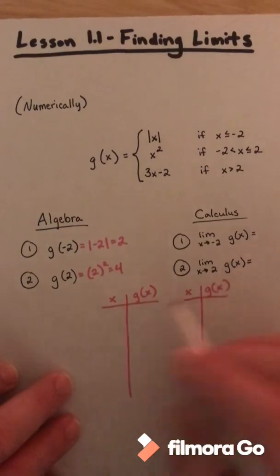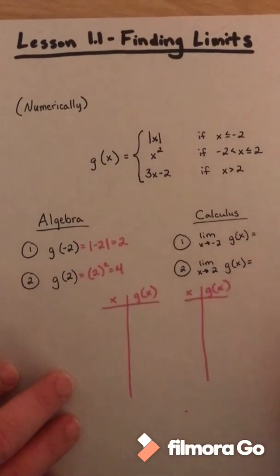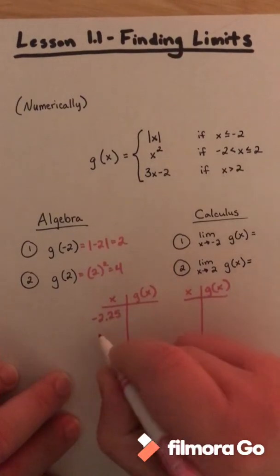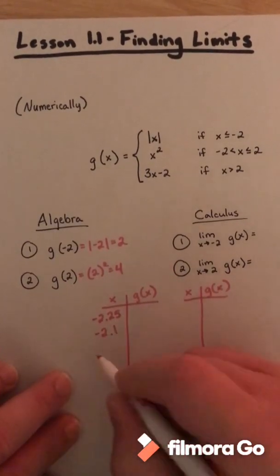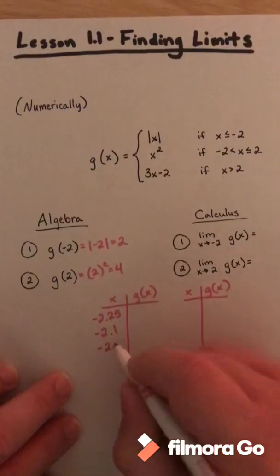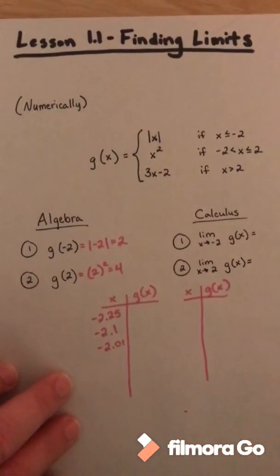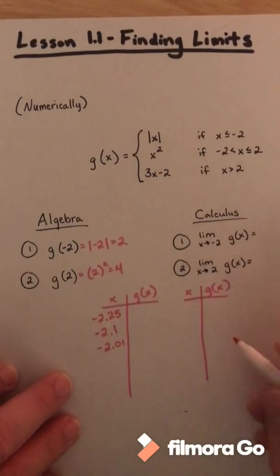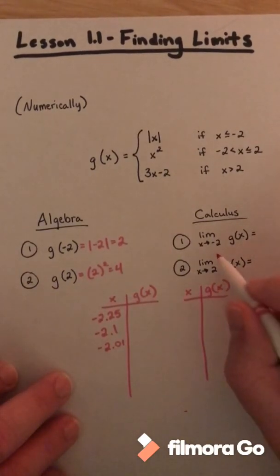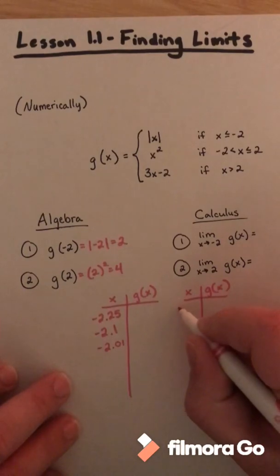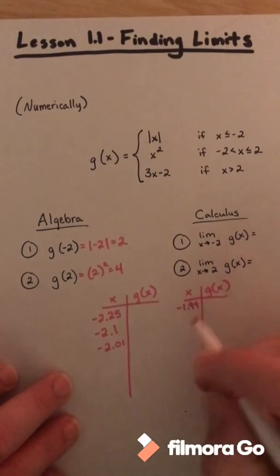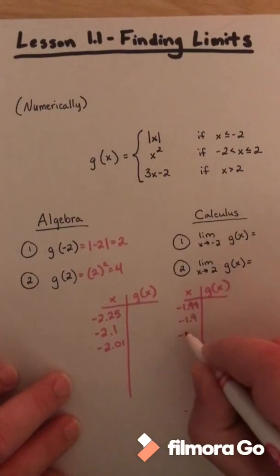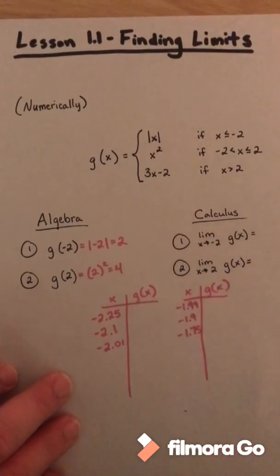All right? So I'm going to try to think of some numbers smaller than -2. Let's try -2.25. Let's also try -2.1. Let's also try something like -2.01 and see what happens. For some bigger numbers, I'm going to use the other table. I'm going to start just a little bit bigger than -2. Let's try -1.99. And let's keep going up. Let's do -1.9. And the next one I'll use is -1.75.